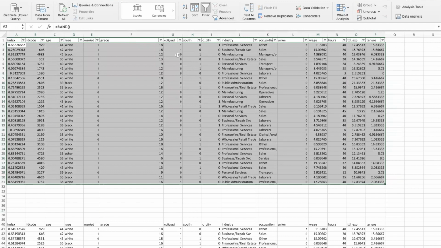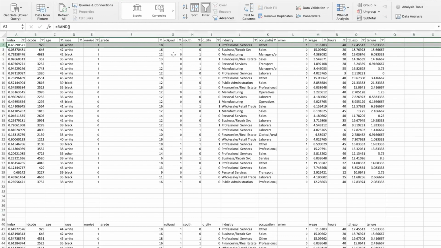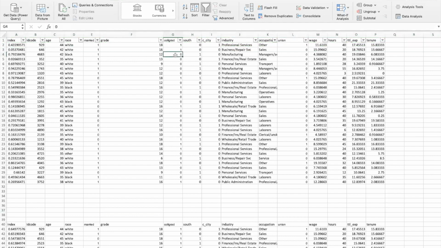And then you will see there is one column called college graduates, right? If it equals 1, it means this survey person graduated from college. If it equals 0, it means this survey person did not graduate from college, okay? And we want to compare the average hourly wages. Is there any difference between the people who graduated from college and the people who are non-college graduates, okay?